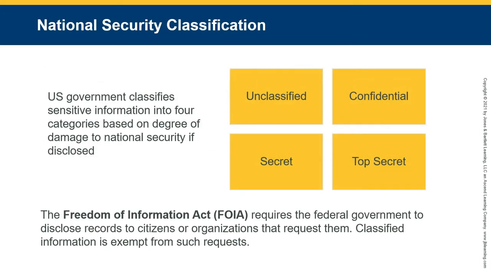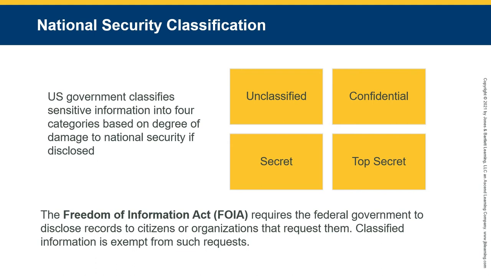Now we'll look at the national security classification. This is set up by the U.S. government. The U.S. government classifies sensitive information into 4 categories based on the degree of damage to national security if disclosed. The Freedom of Information Act requires that the federal government disclose records to citizens and organizations that request them. Classified information is exempt from such requests. So the basic areas that they have are unclassified. That's the one under the Freedom of Information Act that anyone can see.